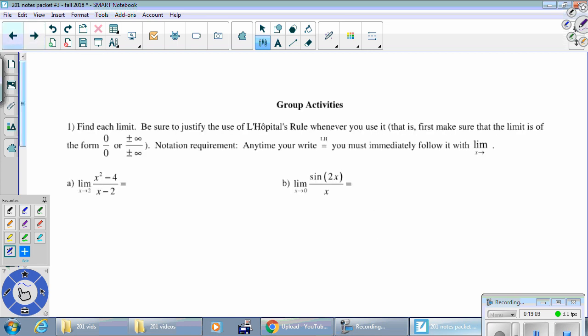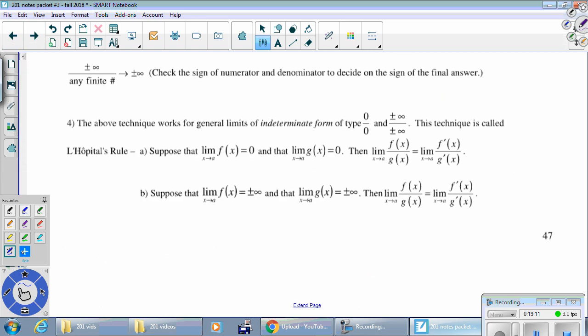Okay, so I think that's the end of the demo. We're not going to actually prove L'Hopital's rule. I think there's a proof in the book. Certainly you can find proofs online, but we will use it. It works.